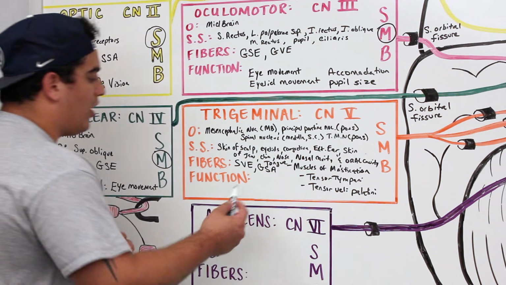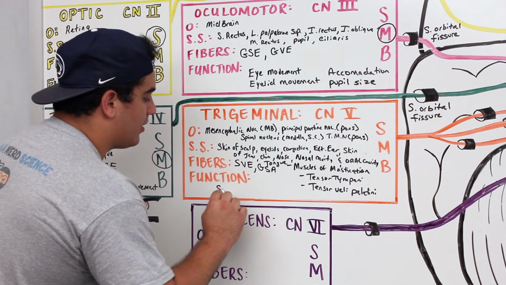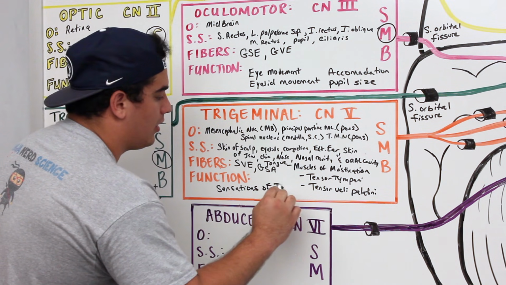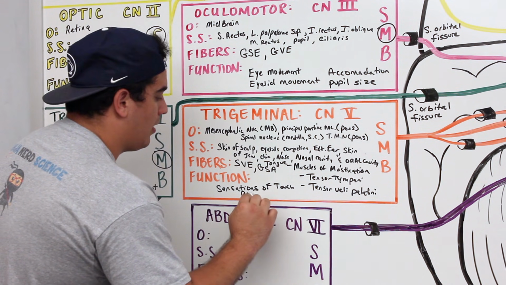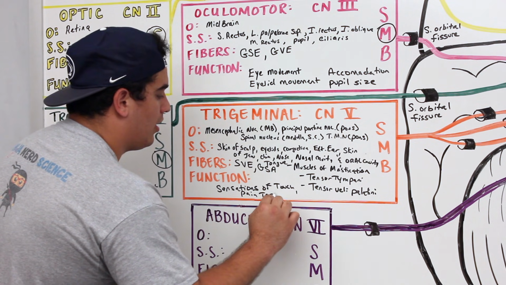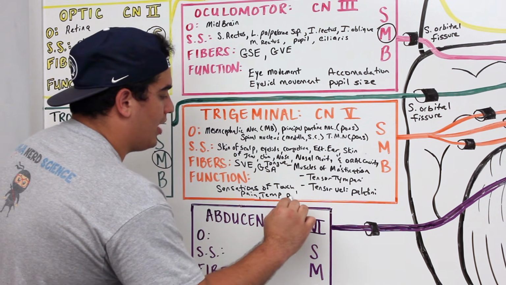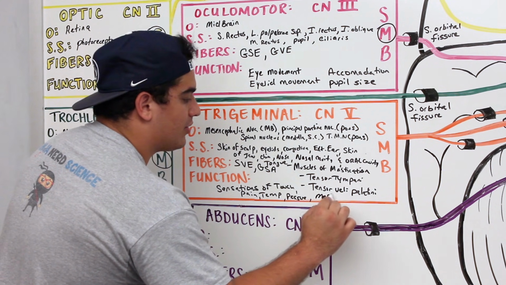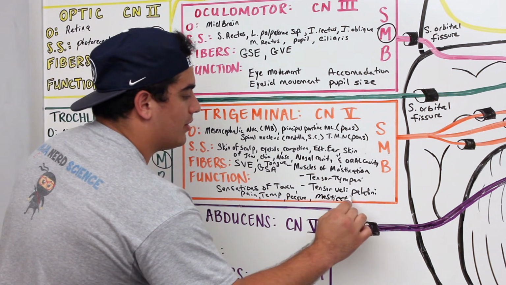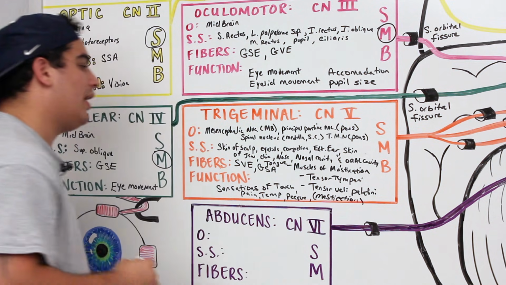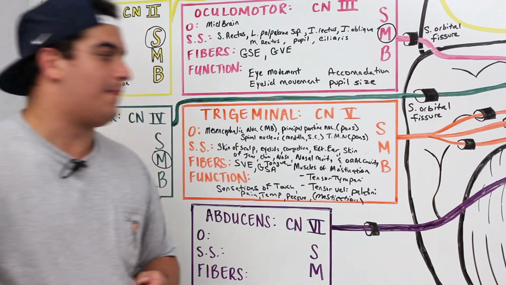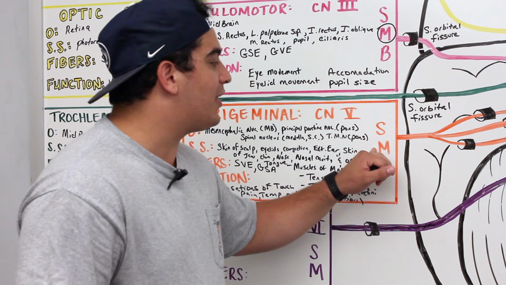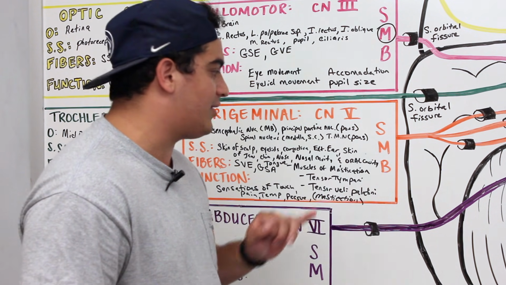What's its function? We already said. It's to pick up sensations of touch, pain, temperature, pressure, and to provide for the mastication muscles, for chewing. All right? So a lot of different functions for this nerve. And we know that it picks up sensations from all of these different areas, and that it supplies the muscles of mastication, tensor tympani, and tensor veli palatini.